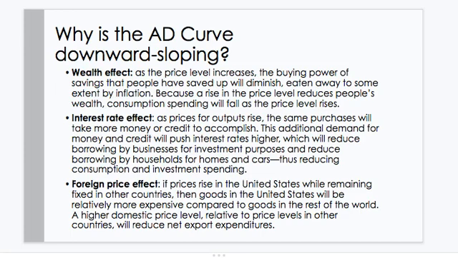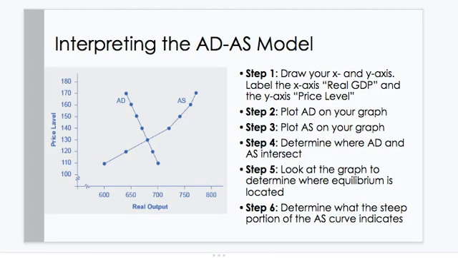Foreign price effect. If prices in the United States rise, while remaining fixed in other countries, then goods in the United States will be relatively more expensive compared to goods in the rest of the world. A higher domestic price level relative to price levels in all other countries will reduce net export expenditures.